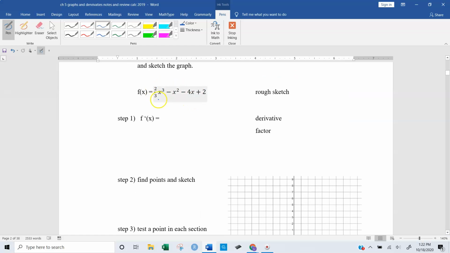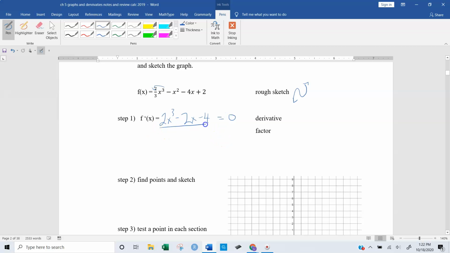Okay, when I look at this, this is an x cubed graph, 2/3 positive. So I know this is an x cubed graph ending up. You should know in your mind that it ends like this. That's what we're looking at here. Now, we have to do the first derivative because the first derivative gives us our turning points. So we take 3 times 2/3, which is 2x squared minus 2x minus 4. After you get the derivative, you set that equal to 0.